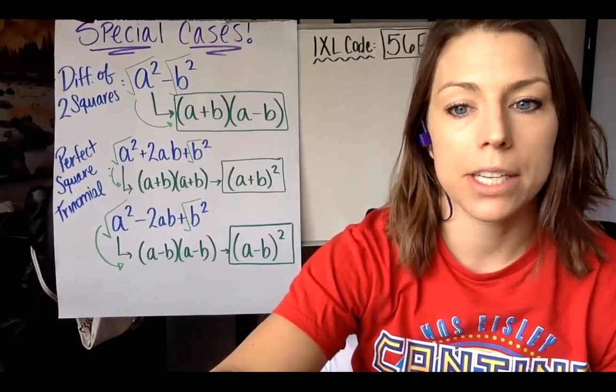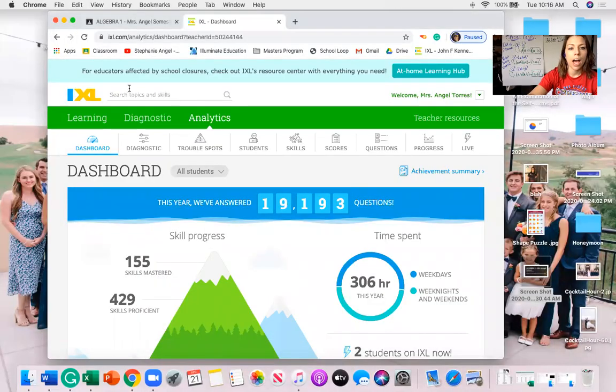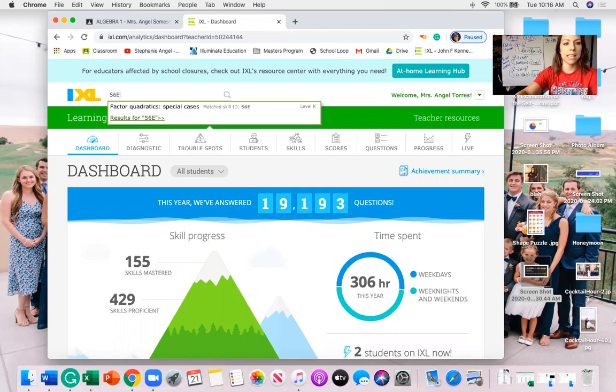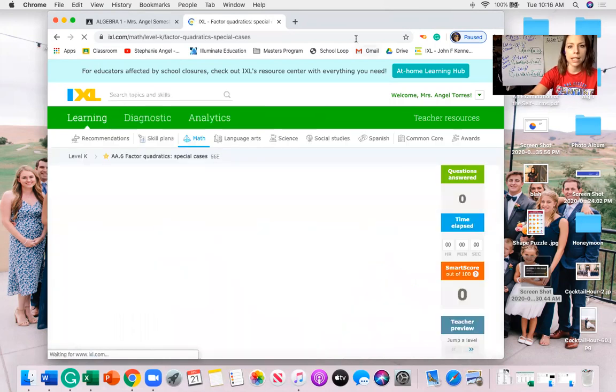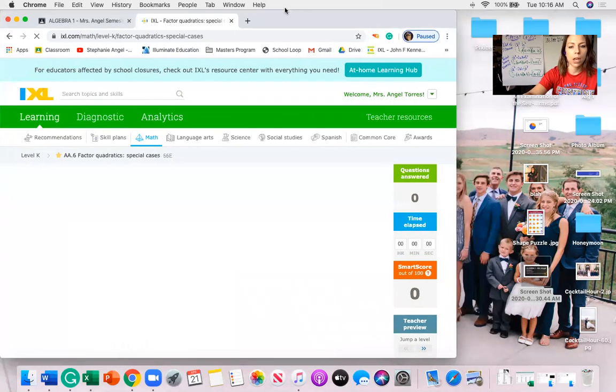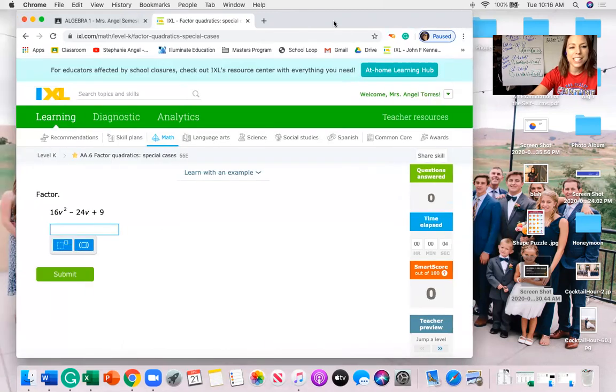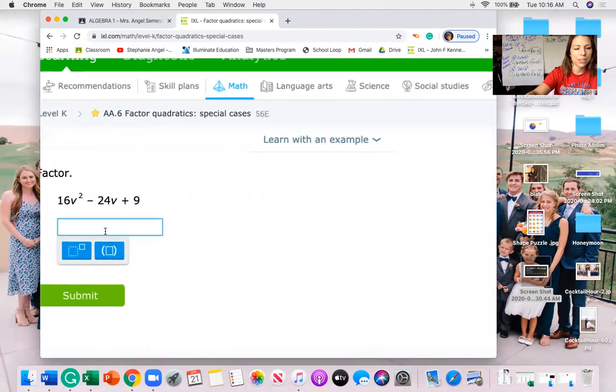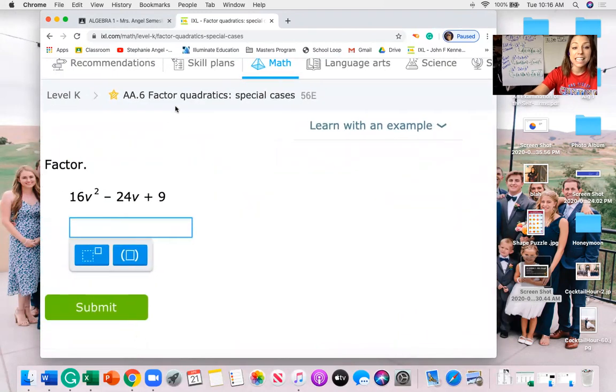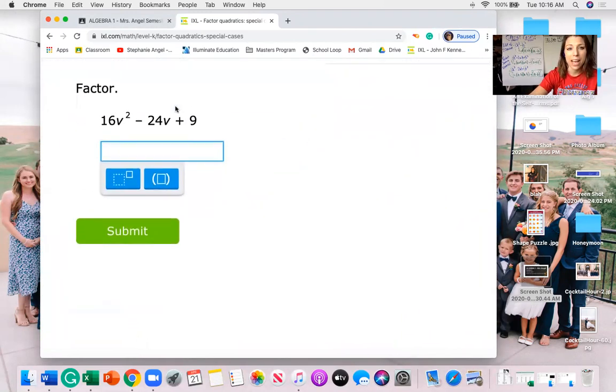So I'm going to go ahead and share my screen here. So once you log into IXL, you're just going to plug 56E, factoring quadratics with special cases, and it's going to bring up our first example whenever my computer decides. Okay, so the first thing that I notice about this example, if I zoom in a little bit here, is that it is a trinomial. So that automatically takes out difference of 2 squares because it's 3 terms.